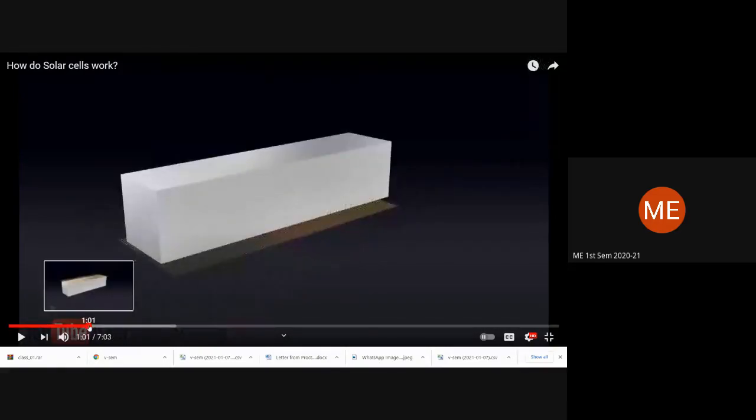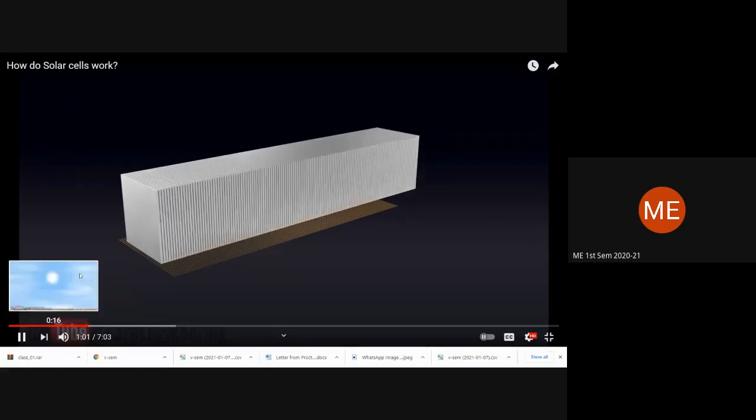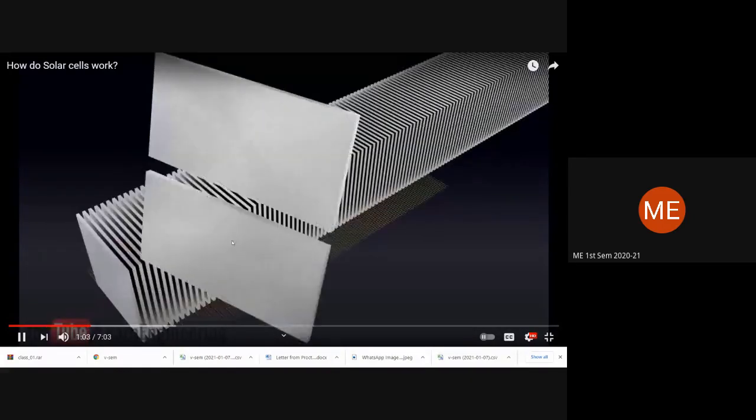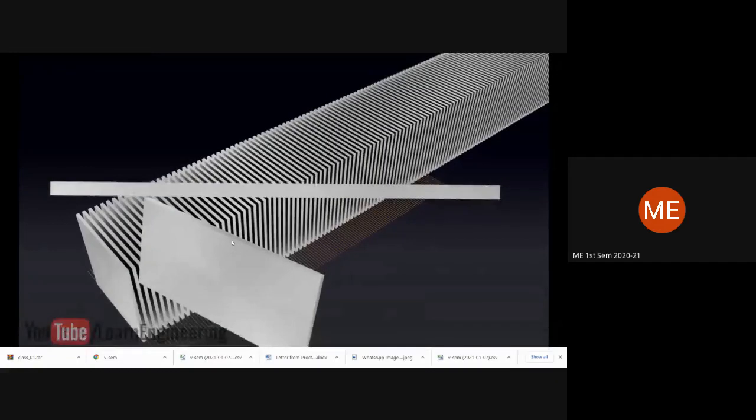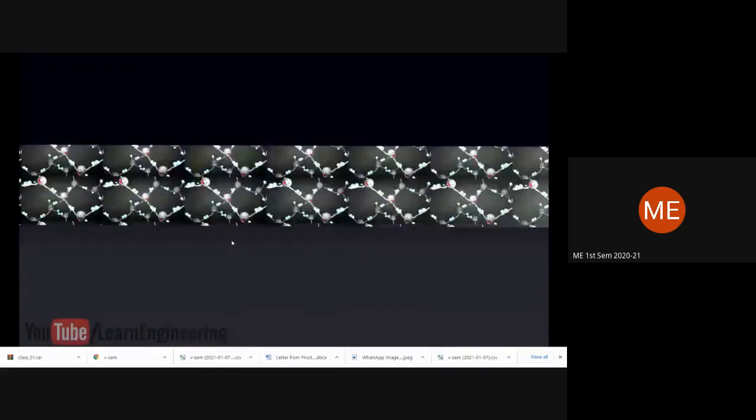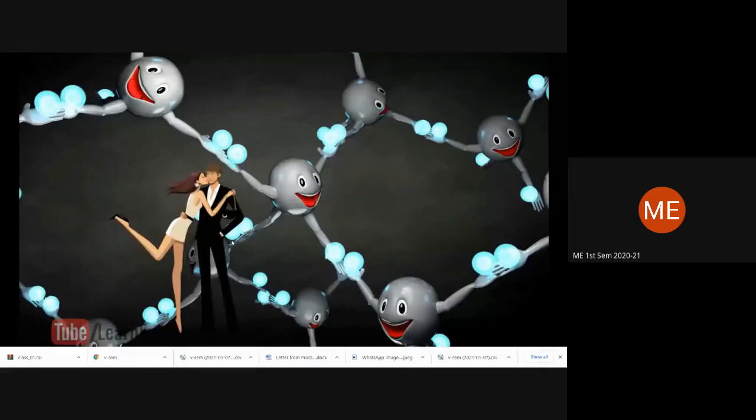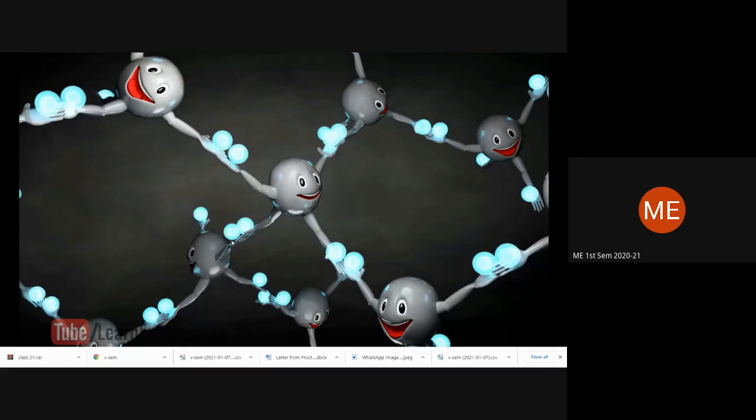The silicon is taken from sand and converted to 99.999% purity. Then the silicon wafers will be formed. The silicon wafer is the heart of a photovoltaic cell. When we analyze the structure of the silicon atoms, you can see they are bonded together. When you are bonded with someone, you lose your freedom. Similarly, the electrons in the silicon structure also have no freedom of movement.